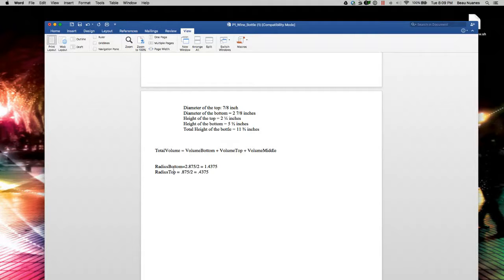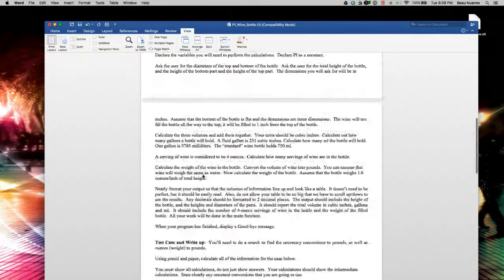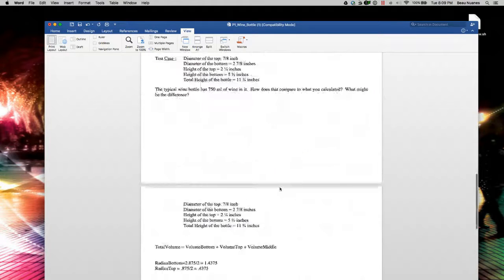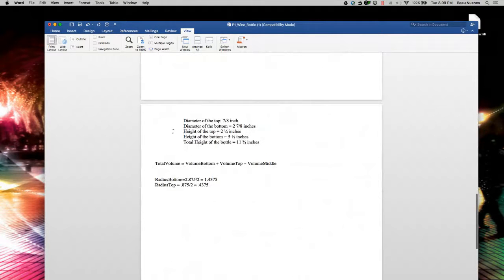Okay. Now notice here in the spec, the wine will not fill the bottle all the way to the top. It will be filled to 1 inch from the top of the bottle. So what that does for us is it means that we have a wine height instead of the height of the top. The height of the top is 2 1/4 inches, but we're going to calculate the volume, right?